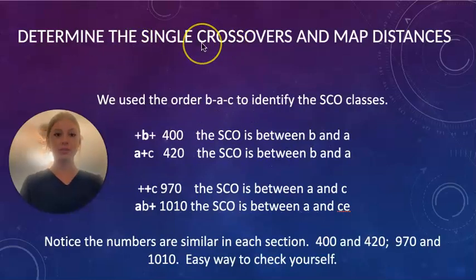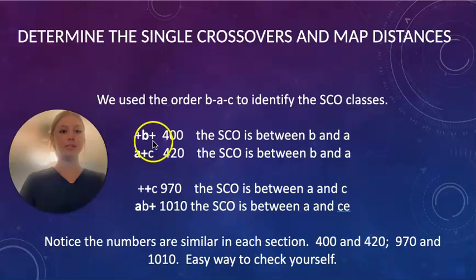So, we have to determine the single crossovers and the map distance. We use the order BAC to identify the single crossover classes. Positive B positive, 400, is the single crossover between B and A. A positive C is 420, which is the single crossover between B and A. And then positive C, 970, between A and C. And then AB positive, 1010, is the single crossover between A and C.